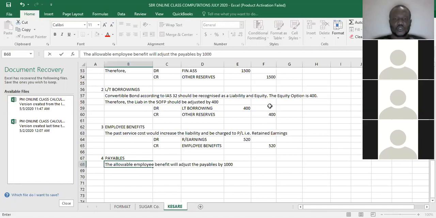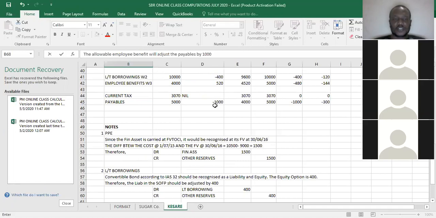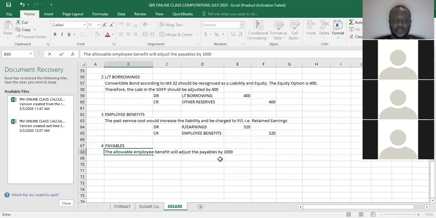This should affect the tax base, not the carrying value. It should affect the tax base because it's your payable. Your payable is your payable. It's not affecting it. Instead, what it should do is affect the tax base. It's the tax base that should be reduced by 1,000, not the carrying value. So the allowable employee benefits will adjust the tax base. Do you get what I'm saying at all? It's allowable. So it should not give you a liability. It should actually give you an asset.